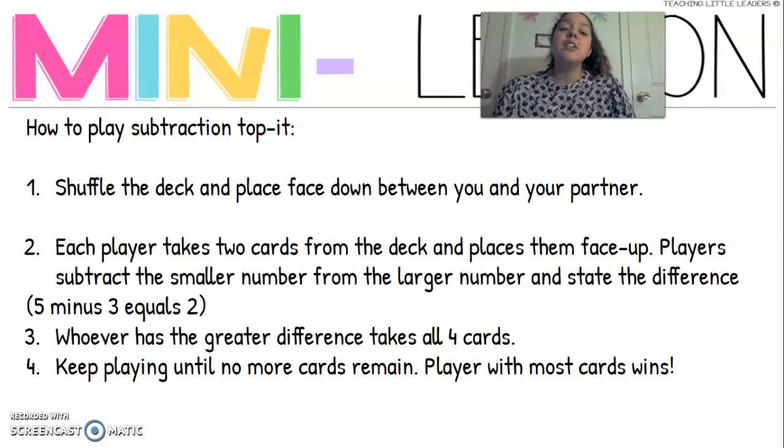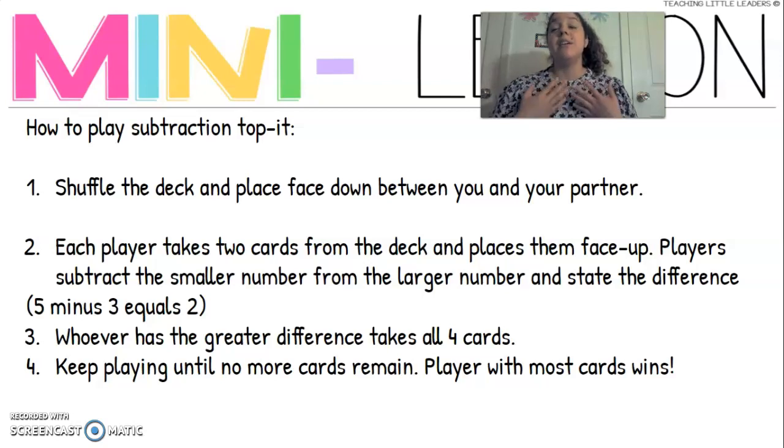Okay, so the first thing you're going to do is shuffle the deck and place the cards face down between you and your partner. Now each player is going to take 2 cards from the top of the deck and place them face up. You're going to subtract the smaller number from the larger number and state the difference. For example, if I had a 5 and a 3, I would say 5 minus 3 equals 2. Whoever has the greater difference takes all 4 cards.